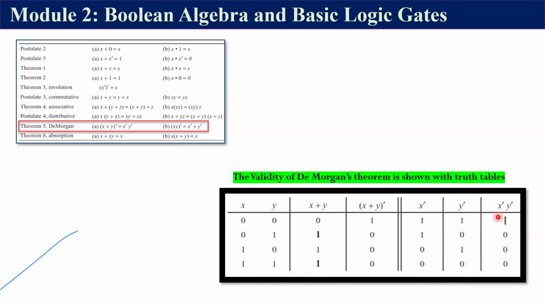Then I can go ahead and do what? X and y, sorry, x prime and y prime. I can quickly go ahead and do that. So in doing that, I have 1 and 1 will give me 1, 1 and 0 will give me 0, 0 and 1 will give me 0, and 0 and 0 will give me 0. So I have this as my x prime, y prime. And we then compare it: x prime, y prime is the same thing as what? X plus y prime. So we've been able to prove this left-hand side of the theorem.